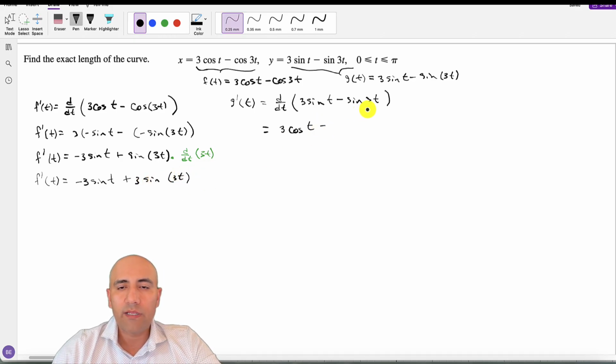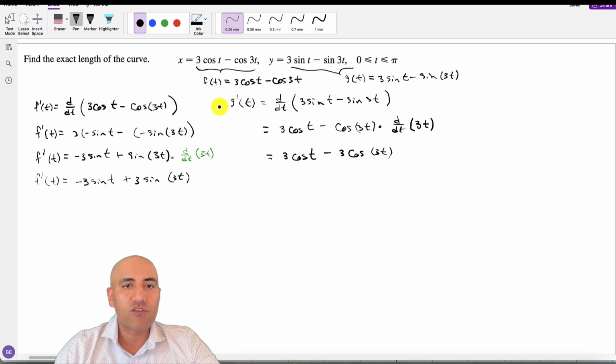And then over here, likewise, we're going to end up with an extra term, so this will be equal to cosine of 3t times the derivative with respect to t on the inside part using our chain rule. There'll be an extra derivative of 3t, so an extra term of 3 comes from there. So this would be 3 cosine of t minus 3 cosine of 3t. Okay, so I found my f prime and my g prime, and remember our formula is to square these now and to add them together.